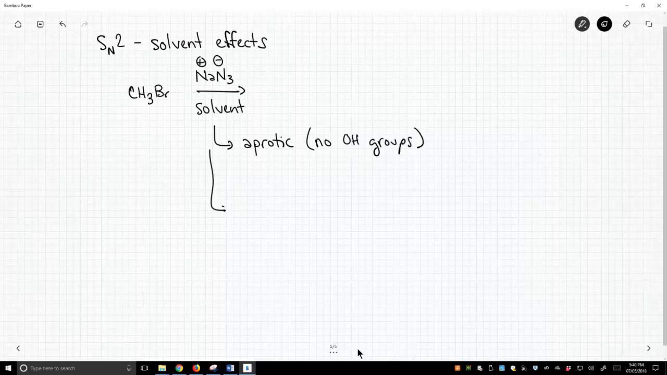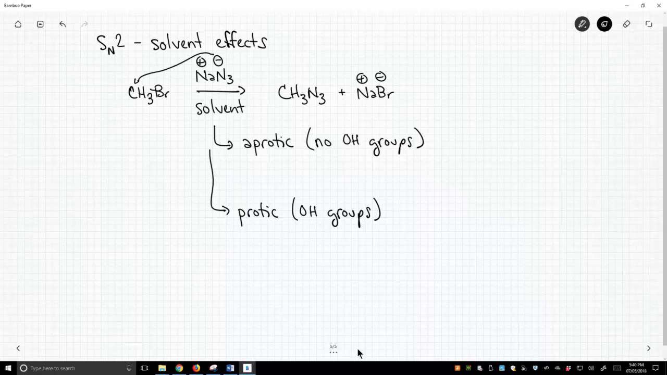And then, if there are aprotic solvents, you can imagine there are protic solvents. And protic solvents have OH groups. Now, protic solvents aren't limited to OH groups, but that's really all we encounter. So, the solvent can help or hinder this reaction where we replace bromide with azide. And let's draw the mechanism for kicks. We attack and we kick out that Br. Great.